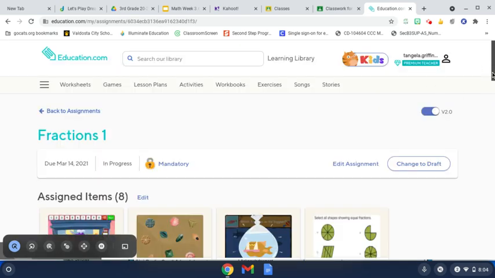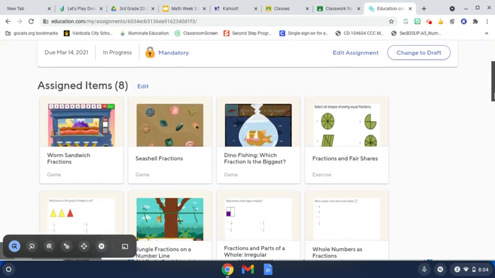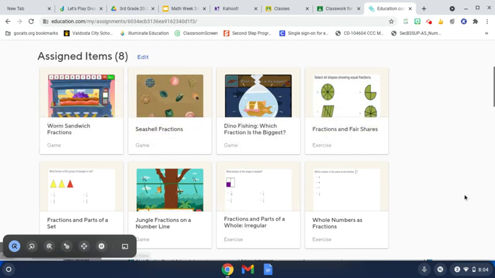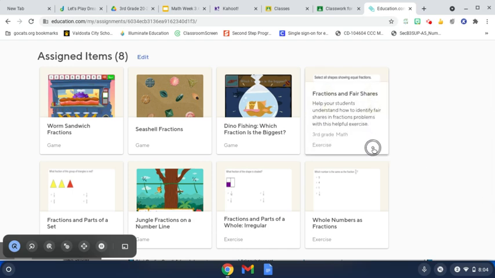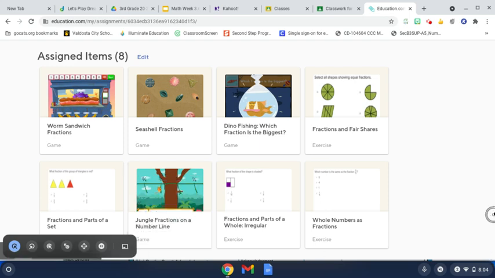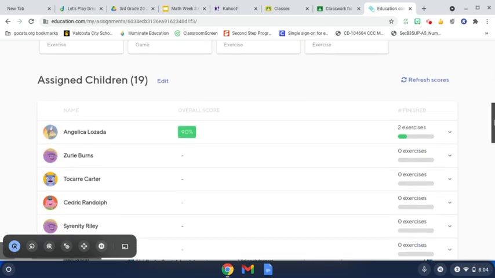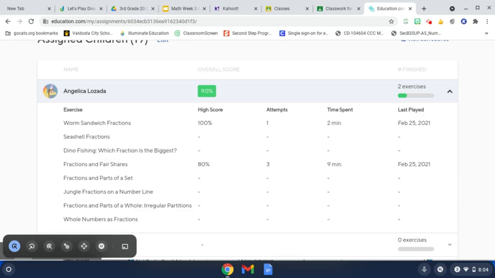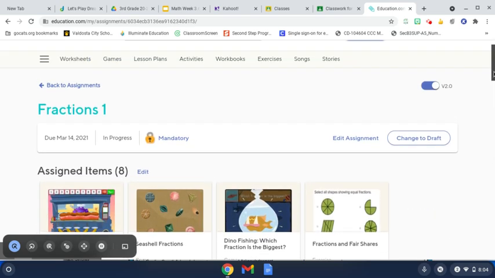But I think I'm going to put these in as learning task grades because I had 8 assignments for you to do. I gave you worm sandwich fractions, seashell fractions, dino fishing, which fraction is the biggest, fractions and fair shares. I gave you jungle fractions on a number line. Those are the ones that I gave so far. Angelica, you got 2 assignments done, and you should have 4. You haven't even started the fraction on the number line one yet.